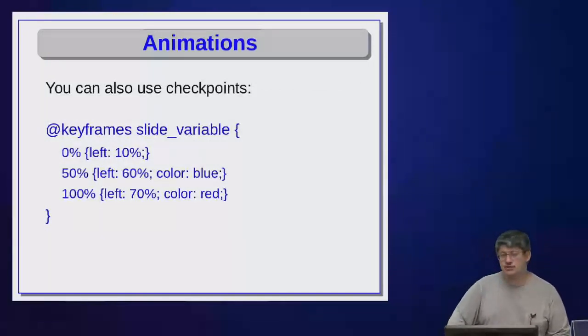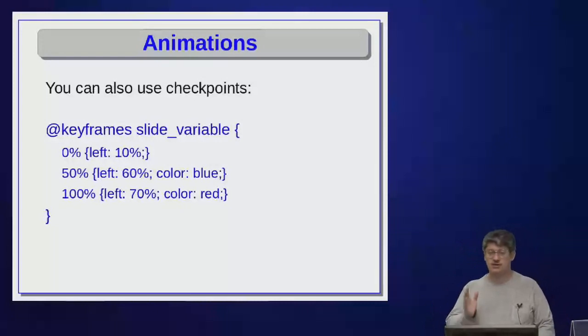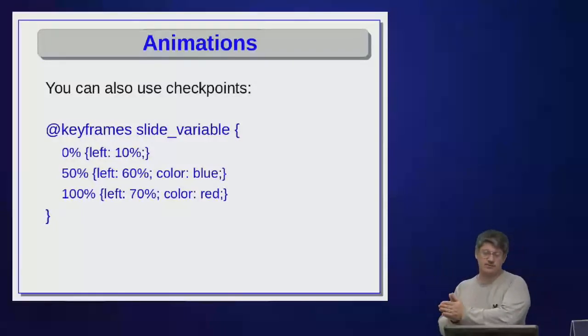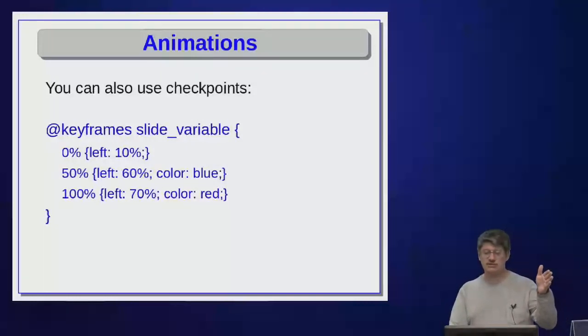Instead of using from and to, I can actually use what are called checkpoints. So I could make a transition that does one thing at 0% of time, and then something at 50% of the duration of the animation, and then something else at 100%. So it's going to start, in this case, by setting the left property to 10%, and then it's going to slowly change it to being 70% from the left. At the same time, it's going to change the color to red.